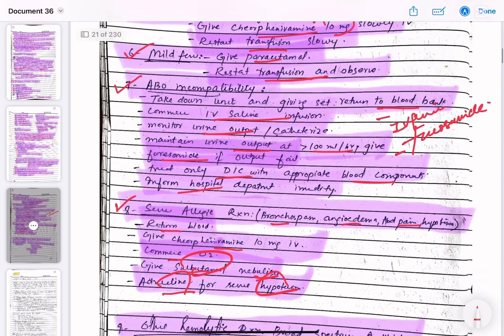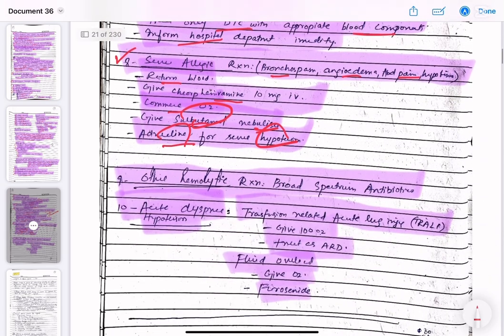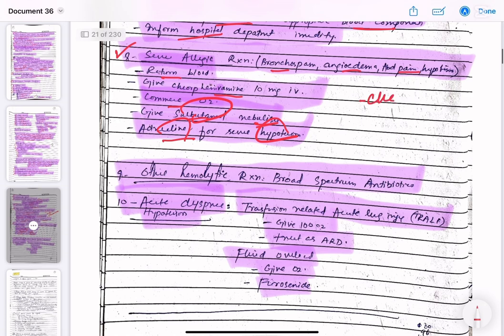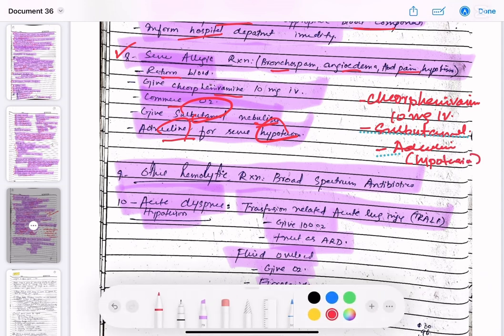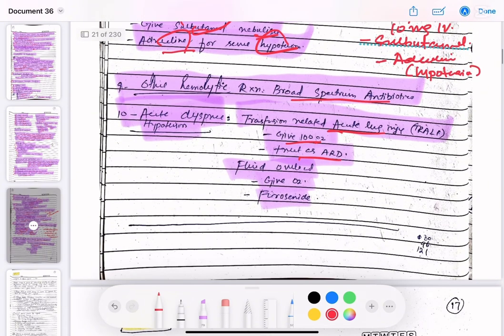If there is severe ABO incompatibility, then you will give this 10 mg intravenously and give salbutamol for nebulization in case of shortness of breath and adrenaline in case of severe hypotension. Okay, now the other hemolytic reaction, give broad spectrum antibiotics, and for acute dyspnea or hypotension, transfusion related acute lung injury, give 100% O2 and treat as ARDS, and in case of fluid overload, give O2 and give furosemide.